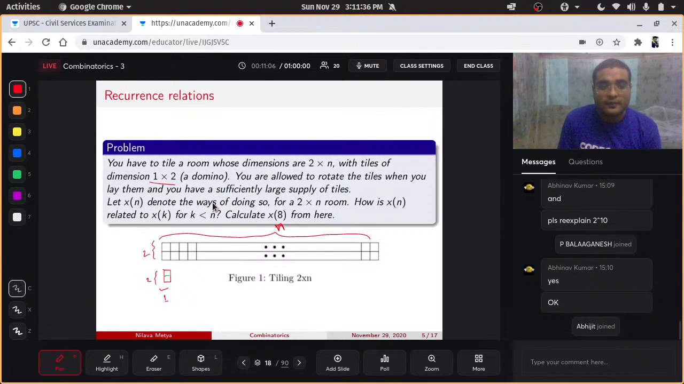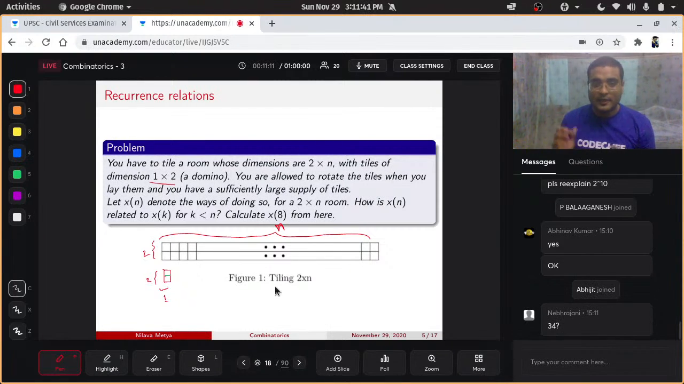And you have a sufficiently large supply of tiles, so you can get as many tiles as you want. Let's not care about the answer right now. We will come to the answer. The answer is necessary, of course, but we will come to it later. With these kinds of tiles, it's not necessary that it has to be vertical. You can keep it horizontal also. This is how a tile would look in the horizontal position.